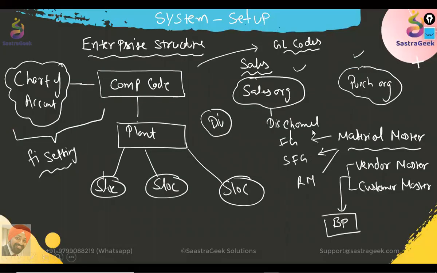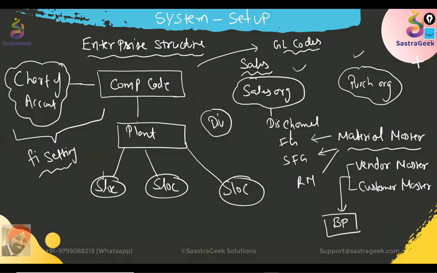So we discussed what kind of system setup we are going to do. We'll be creating an enterprise structure. We'll be creating company code, plant, storage location. That part we have already done in our last session. We created a company code, a plant, a storage location. So basically the full enterprise structure which is required for procurement and for sales, we have created. And the basic org structure which is required for production also has been created.